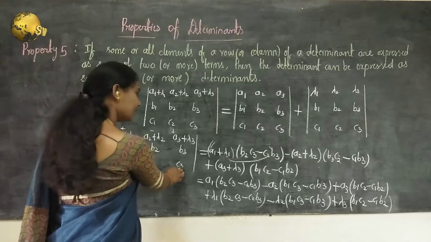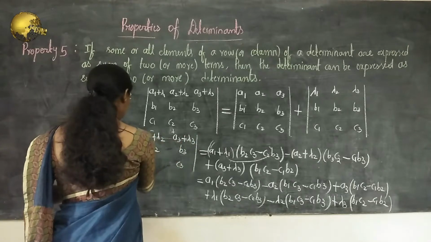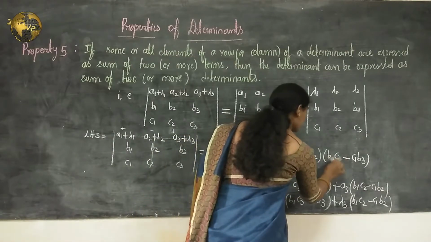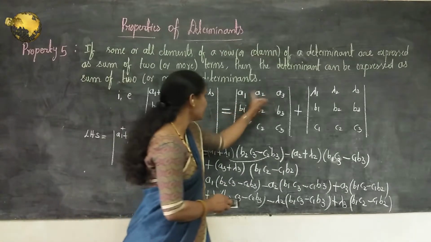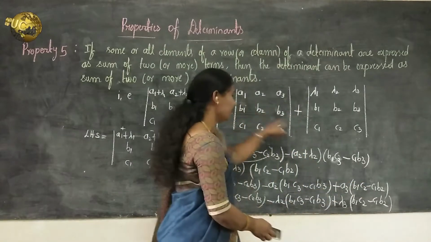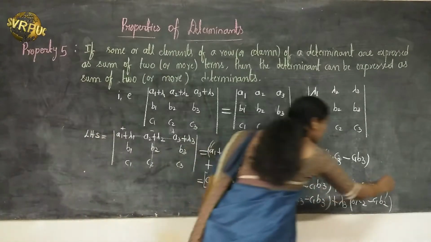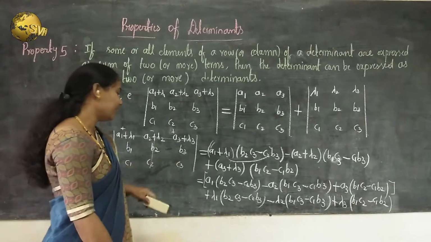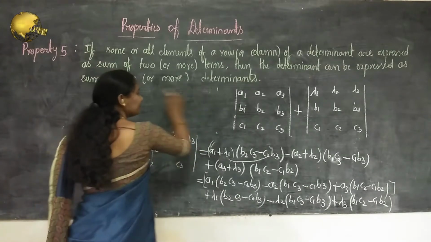A2, B1 C3. This and this, and neglect this and this. B1 C3, C1 B3. B1 C3, it is correct, the second element. And third, just see the third element here, B1 C2 minus C1 B2. Yes, it is the same. So whatever the elements from here to here, we can write it as delta, or we can write it as, so let's do this one.